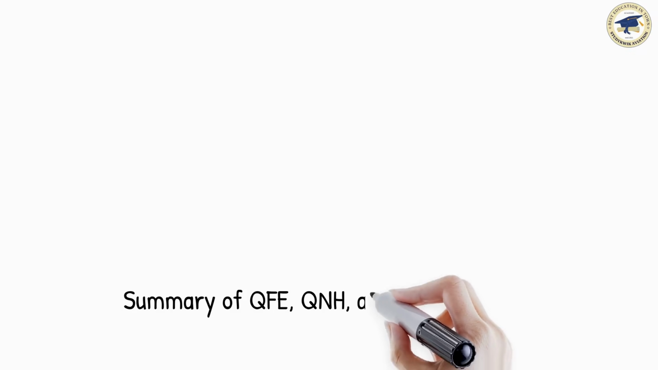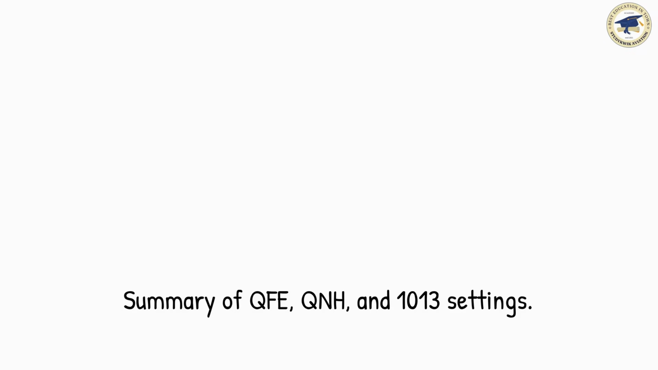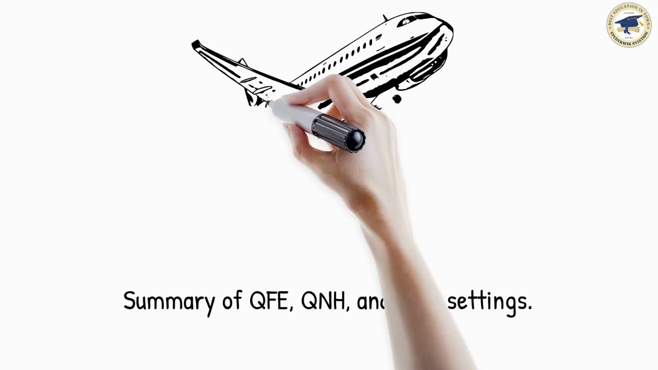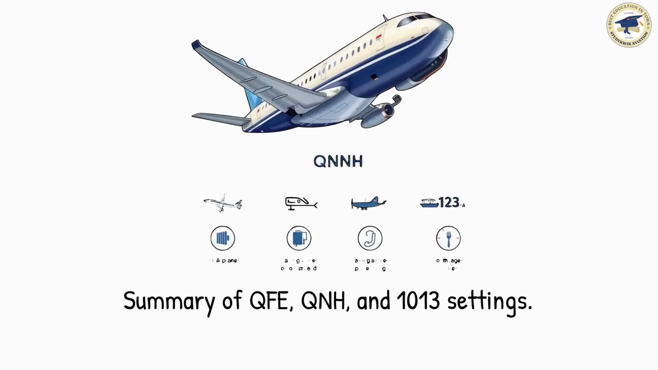To summarize, QFE equals 0 at the runway, used in training. QNH equals airport elevation at touchdown, standard for airlines. 1013 is used for flight levels, for separation at cruising altitude.